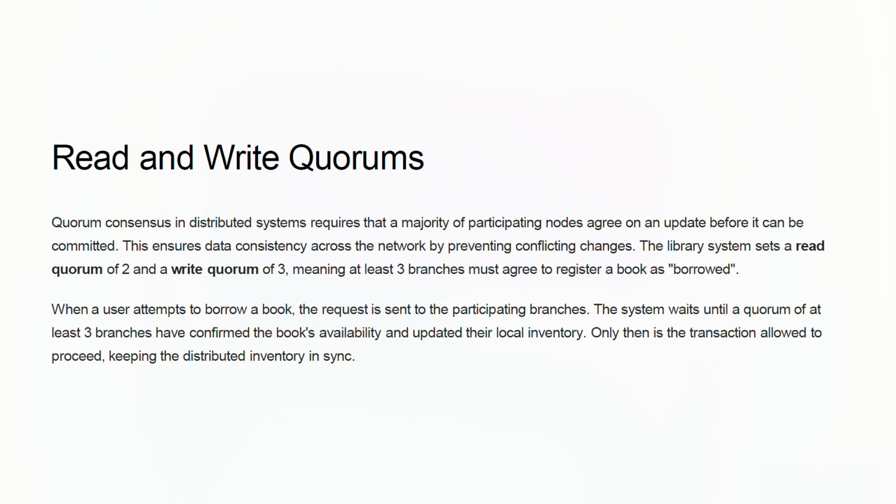For example, in our library scenario, let's say we set a read quorum of 2 and a write quorum of 3. This means that for a user to successfully check if a book is available, the system needs agreement from at least two branches. However, if a user wants to reserve a book, we need a write quorum of 3 branches to confirm the reservation. The reason we differentiate between read and write quorum is to manage data consistency without overloading the network. By adjusting these quorums, we can strike a balance between data accuracy and system performance.